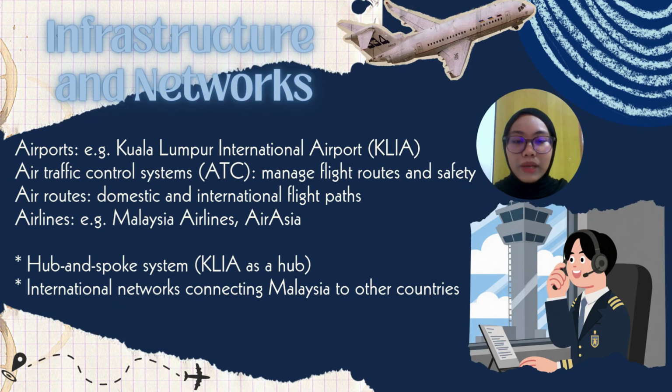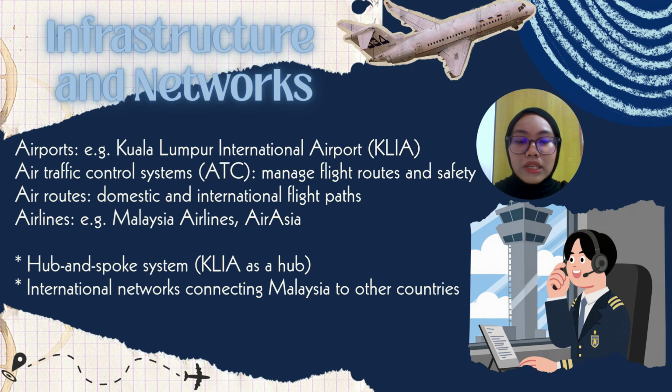This slide explains the infrastructure and network in air transportation. First, airports such as Kuala Lumpur International Airport or KLIA act as major centers for domestic and international flights. Second, the air traffic control system, known as ATC, is responsible for managing flight routes and ensuring flight safety. Besides that, air routes refer to the domestic and international pathways used by aircraft to connect different destinations.